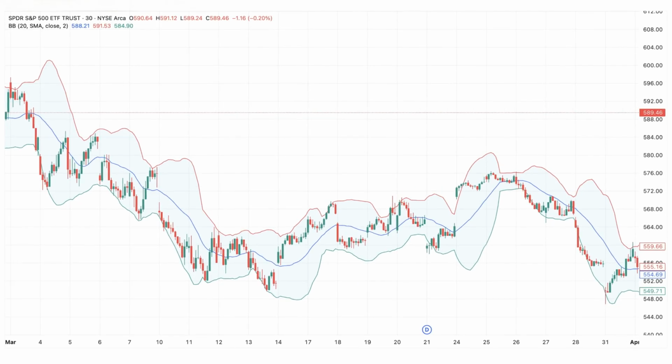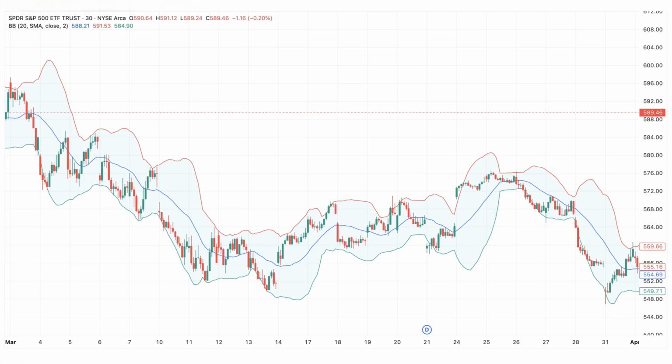This SPY example reinforces our core message. Mean reversion is not prediction. It is probability management within defined conditions. When markets overreact, opportunity emerges. When volatility expands into trend, discipline protects capital. Understanding the environment is more important than any single indicator.